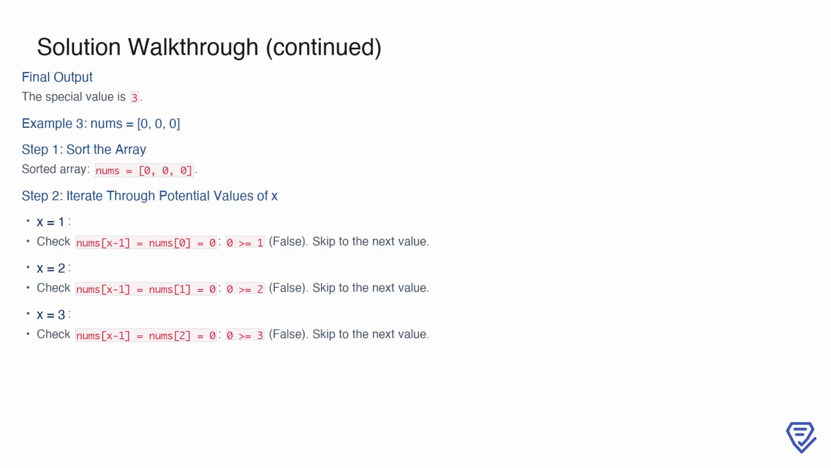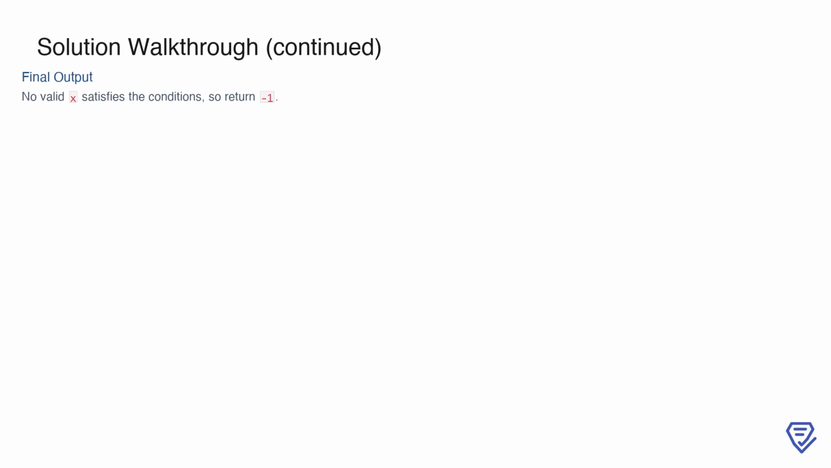Since no value of x satisfies the conditions, we conclude that there is no special value. The final output for this example is -1. This demonstrates that when all elements of the array are zeros, it's impossible to find a value of x such that there are at least x elements greater than or equal to x.